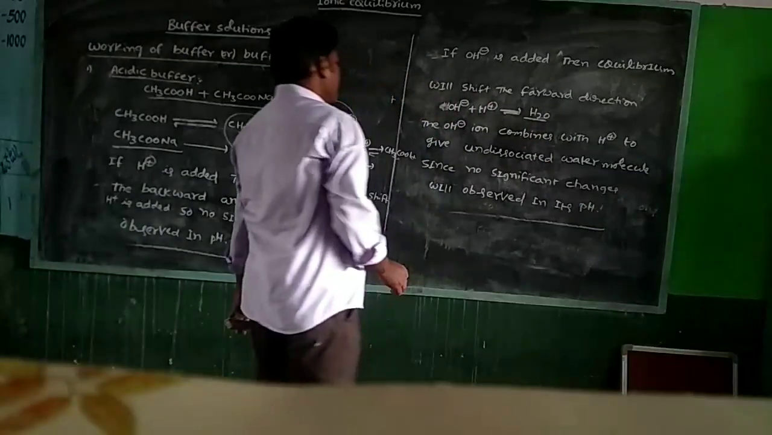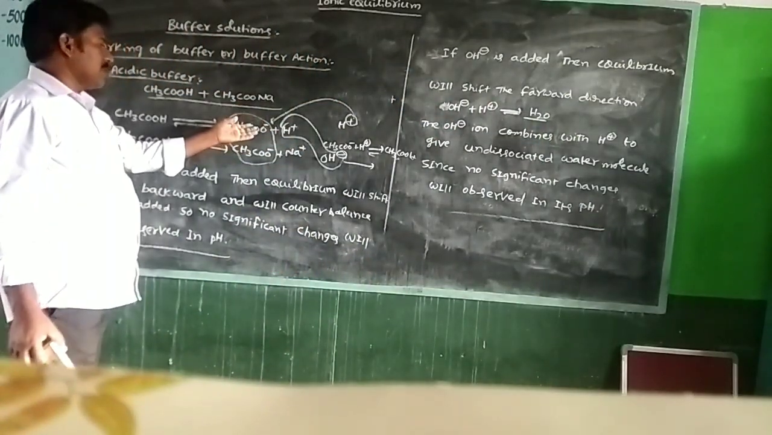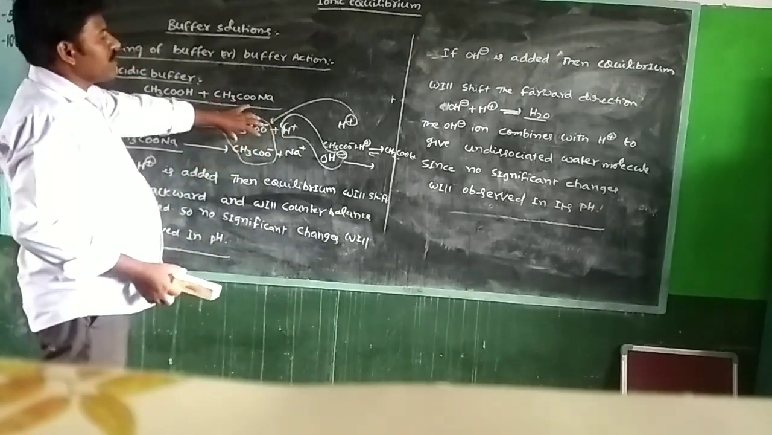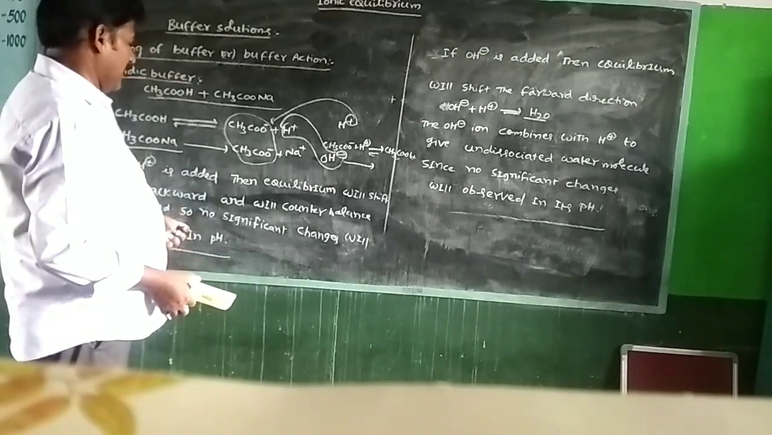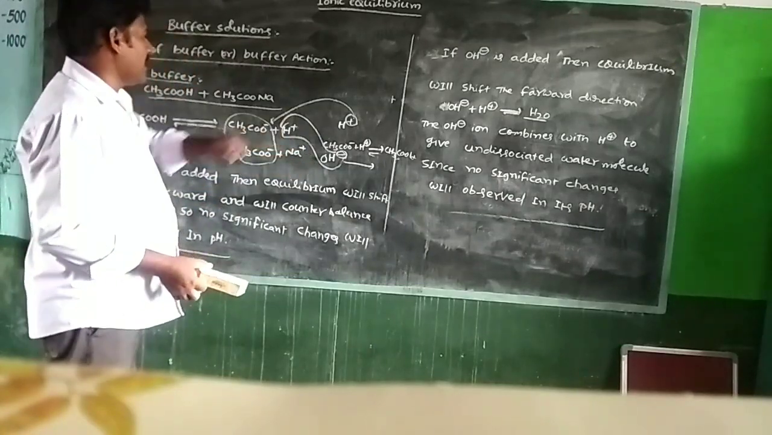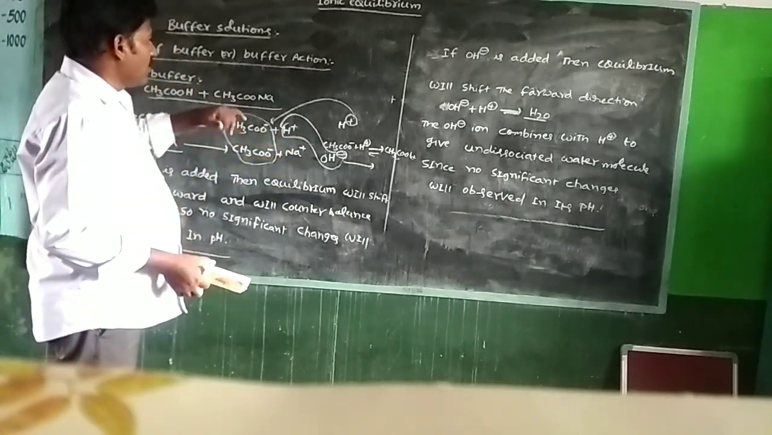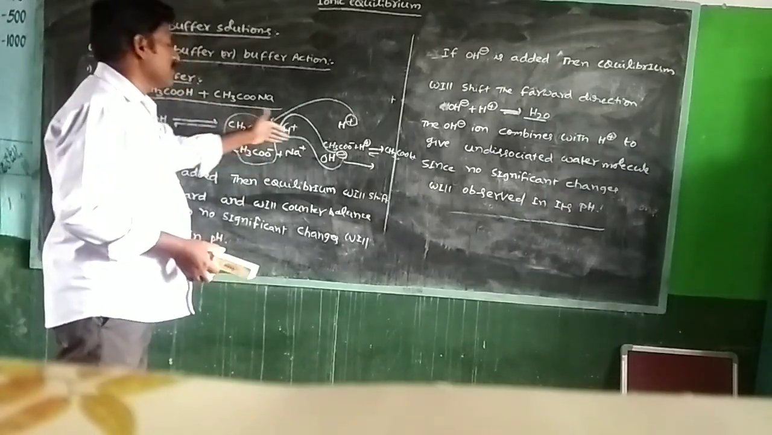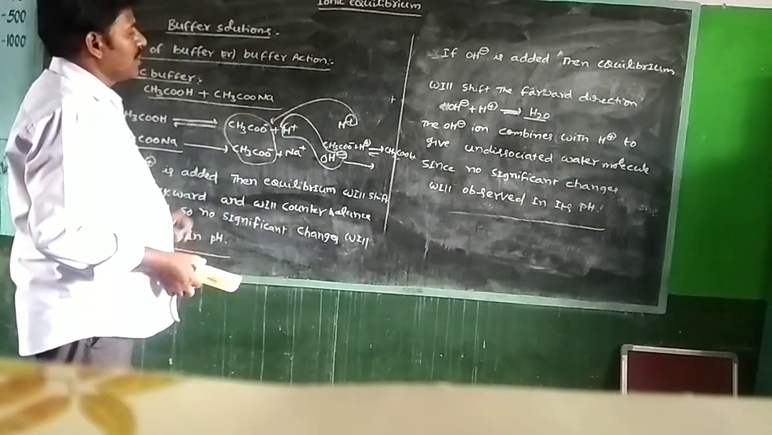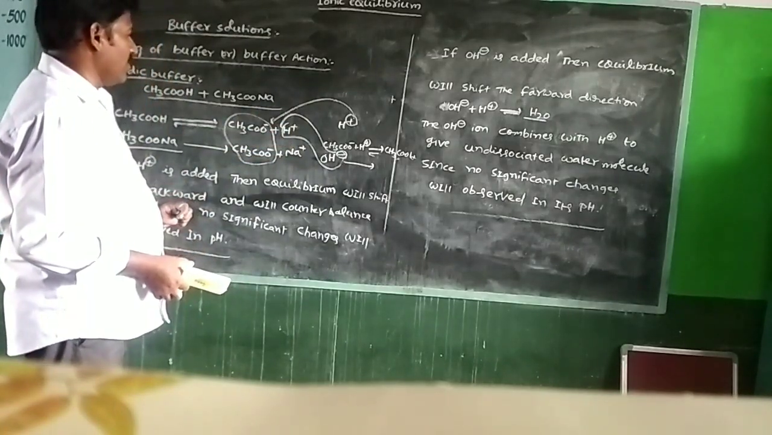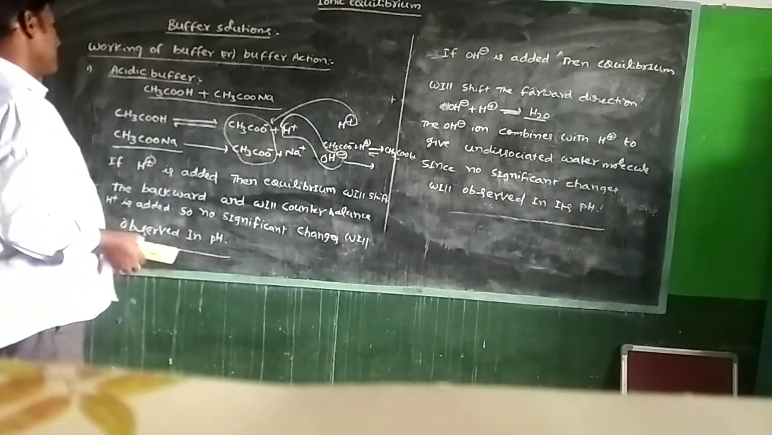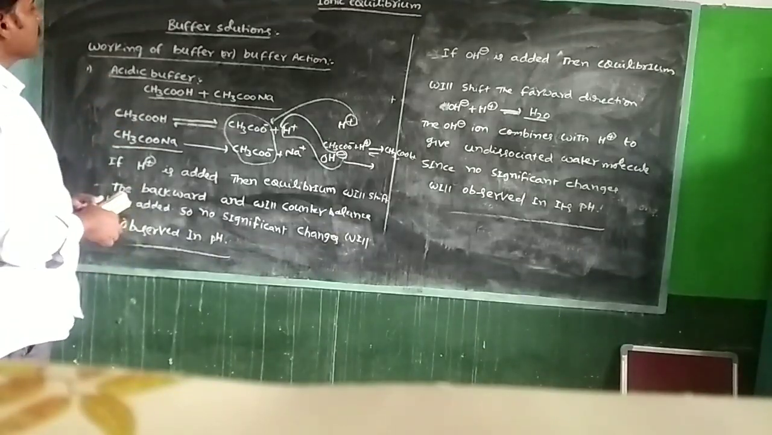If a small amount of acid is added, the common ion is present, so the equilibrium will shift in the backward direction and no significant changes will be observed. If OH minus is added, the equilibrium will shift in the forward direction. OH minus ion combines with H plus to give the undissociated water molecule, so no significant changes will be observed in its pH. This is the acidic buffer.